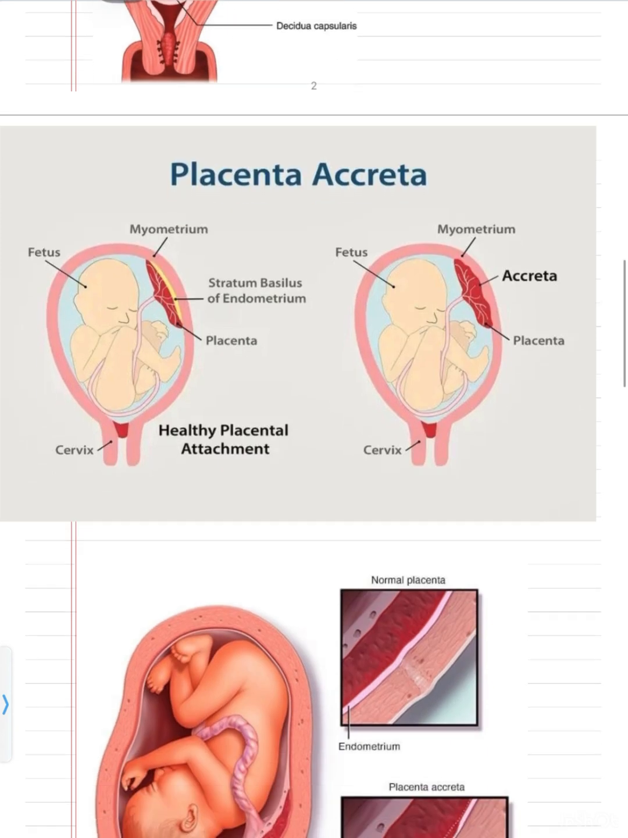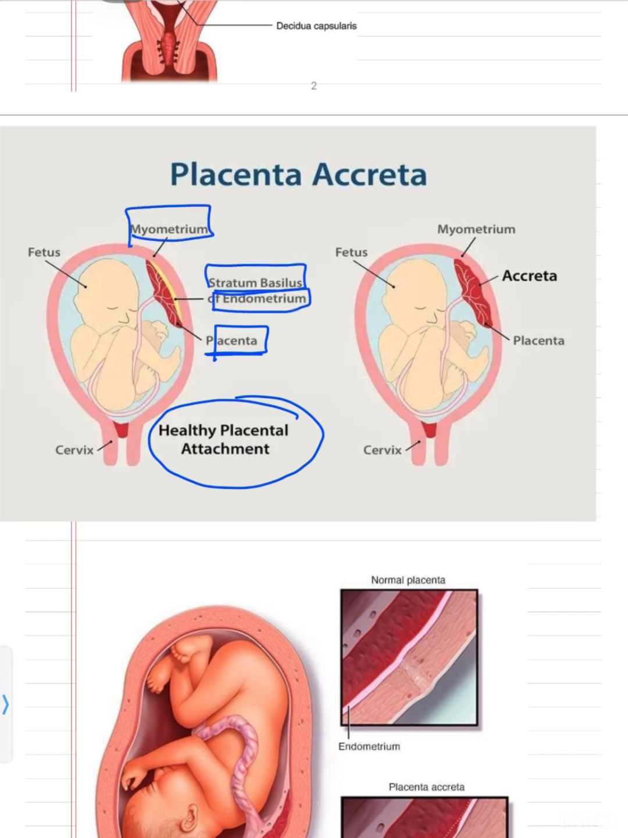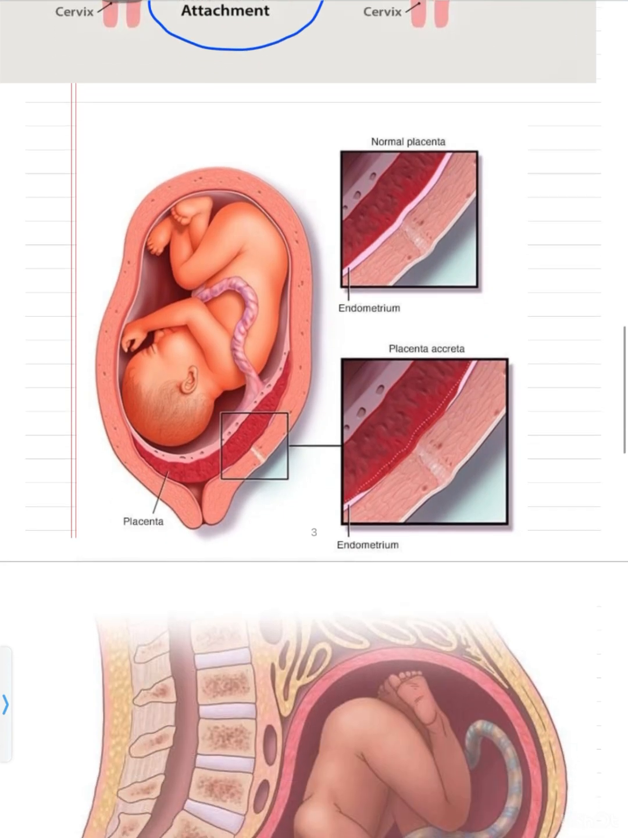Now to understand more: in healthy placental attachment, in between the placenta and the myometrium there is a layer of the stratum basalis of endometrium, or the decidua. So decidua basalis is present. But in placenta accreta, you can see there is placenta and directly myometrium. There is no layer of stratum basalis. This is the pathology in placenta accreta. In another diagram, in the normal placenta, endometrium is present. But in placenta accreta, there is no endometrium where there is attachment with the myometrium, so the placenta is directly attached to the myometrium.